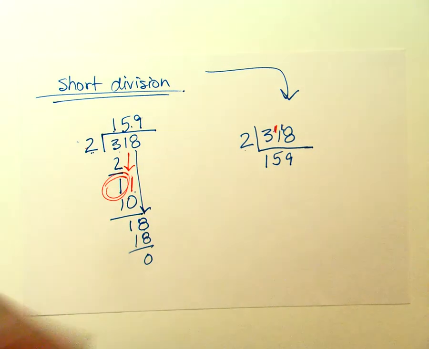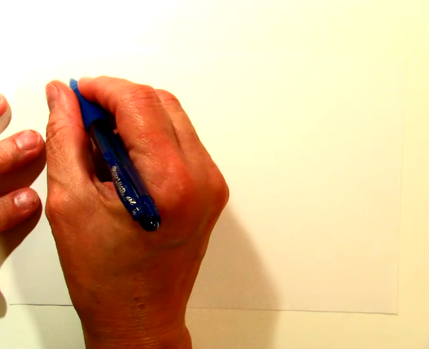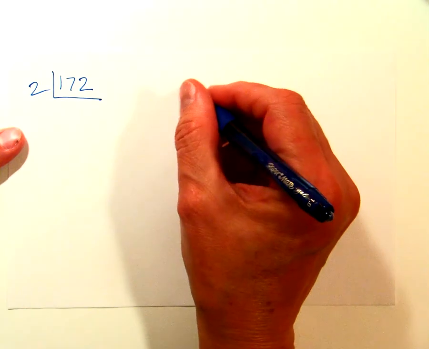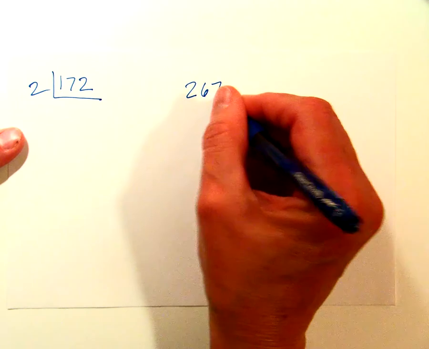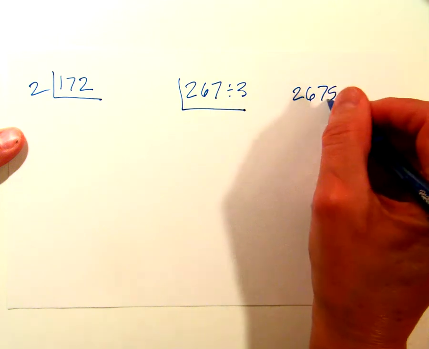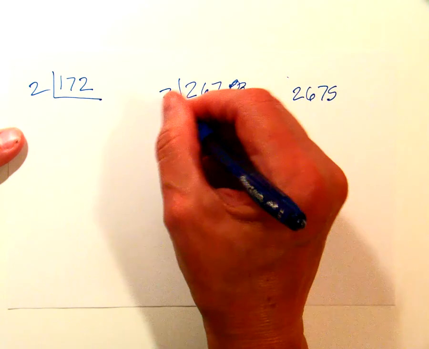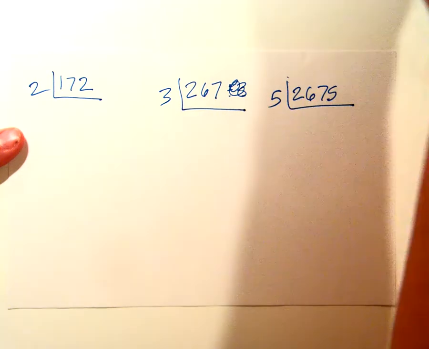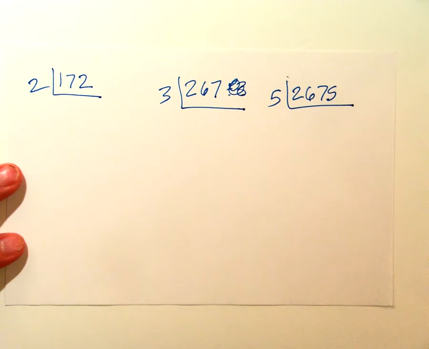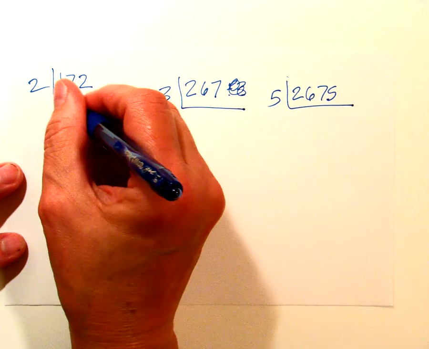Here, you try a couple of them. Do 172 divided by 2 with short division. Do 267 divided by 3 with short division. Do 2,675 divided by 5. Okay. Remember to write your little remainders above.